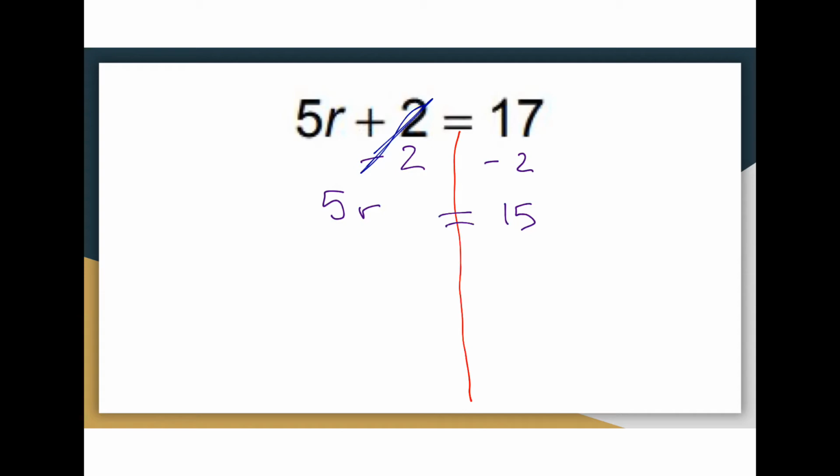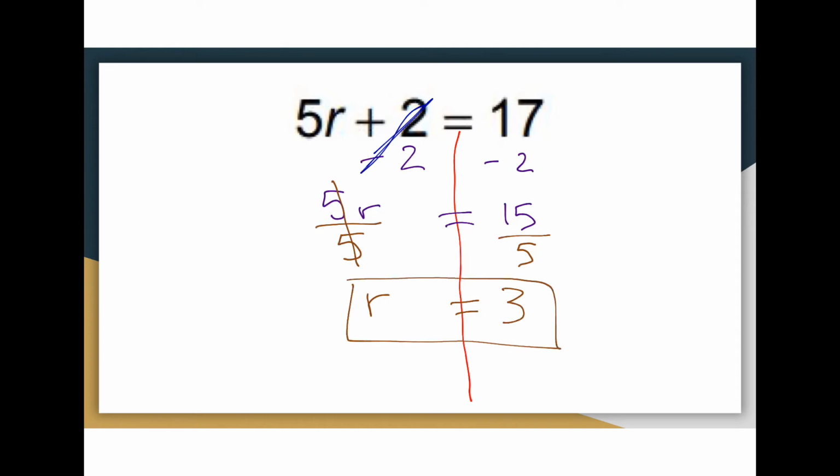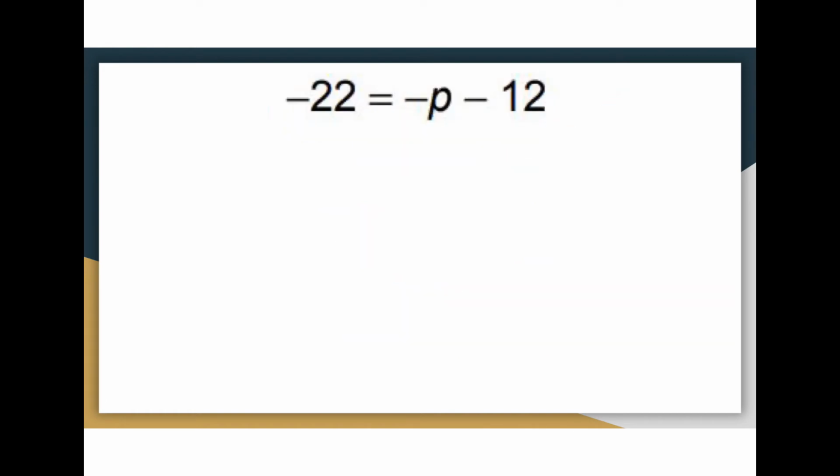So once again, I want to do that inverse operation, do the opposite. So if it's 5 times r, then we need to divide by 5 to do the opposite. 15 divided by 5. Here my 5's cancel, so I'm left with just r. And here 15 divided by 5 is 3, so we have r equals 3 as my final answer. And note that we can plug it in to make sure we get the correct answer. So r is 3. 5 times 3 is 15. 15 plus 2 does equal 17. So that checks out.